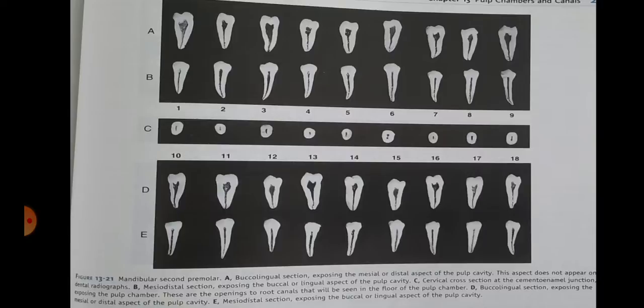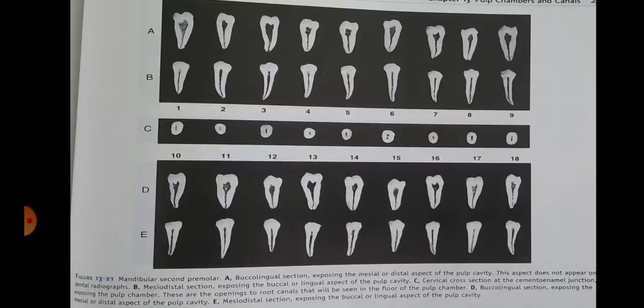The pulp chambers are usually large and may abruptly constrict. You can see this in figure 13.21 A1, 2, 4, 5, 7 and 8, D11, 13, 14, 16 and 18. Or they may gently taper into the pulp canal. You can see this in figure 13.21 A1, 3, 6 and 9, D10, 12, 15 and 17.